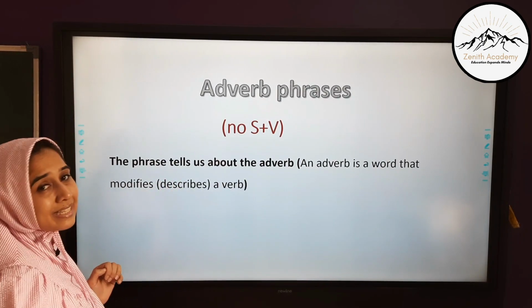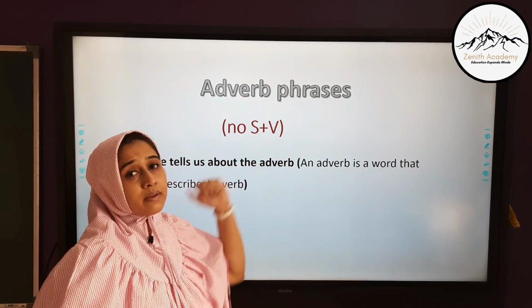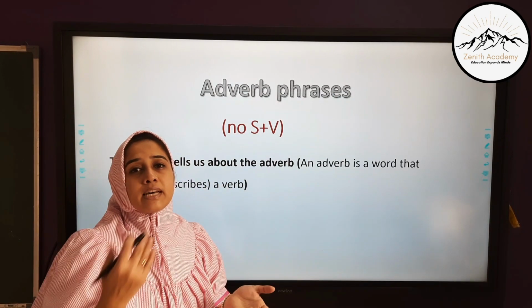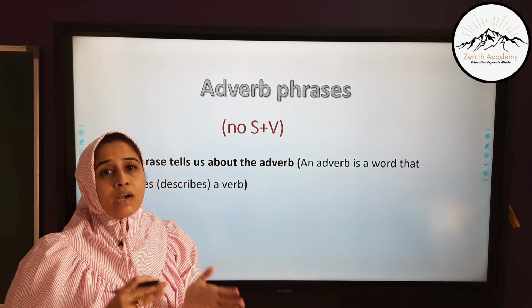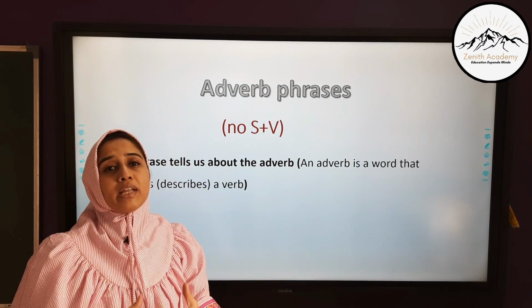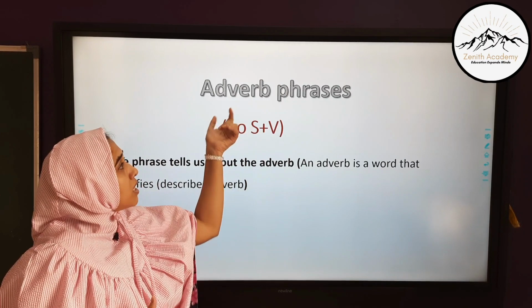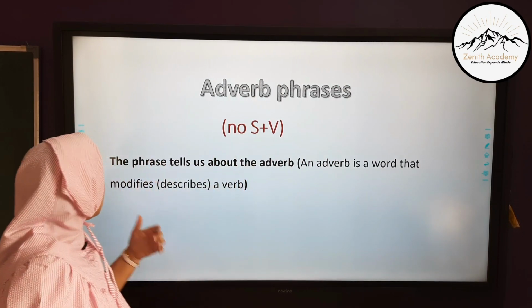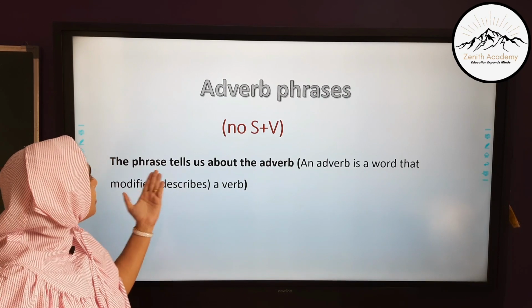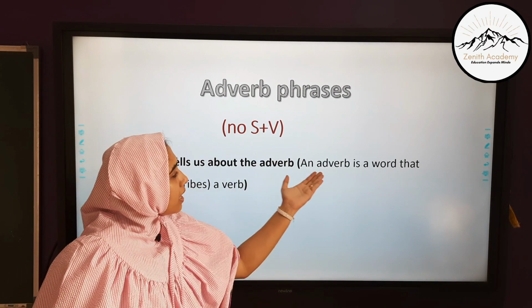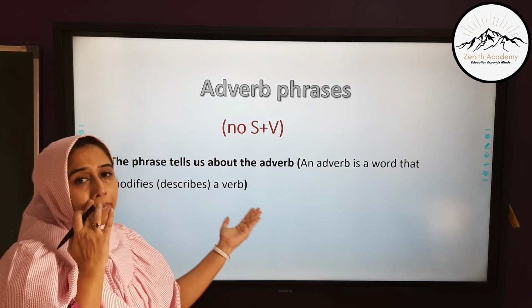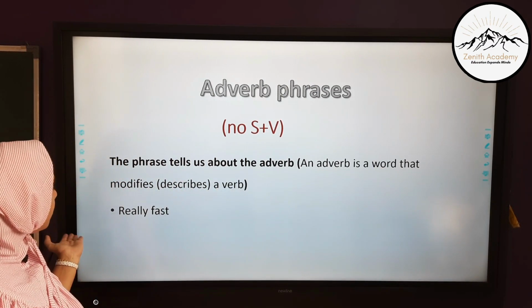Moving ahead, the next type is the adverb phrase. Adverbs, as we know, are the words which describe the verb. Words describing the action word are called adverbs. Now here the phrase tells about the adverb. An adverb is a word that describes or modifies a verb. Let's see the examples of adverb phrases.